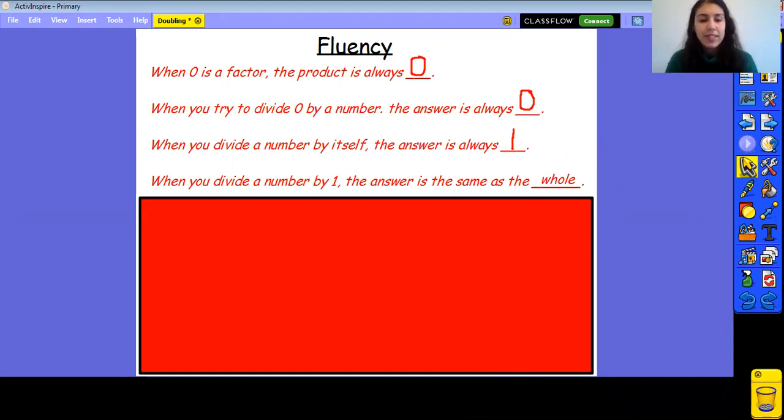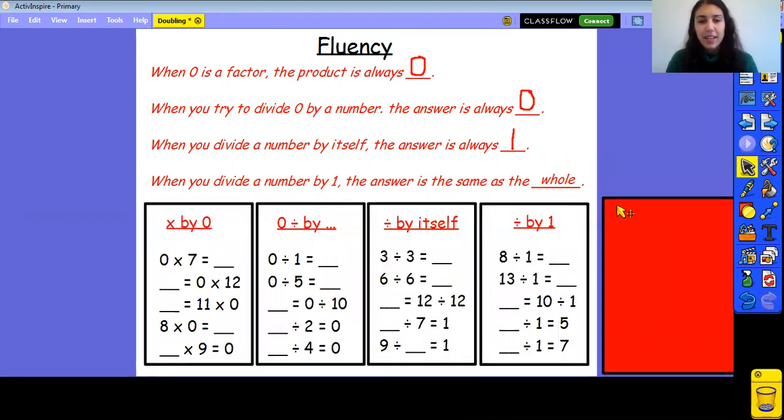So given these stem sentences then, I'm going to reveal some questions for you to put those into practice. There you go. So we've got 0 as a factor, 0 divided by a number, numbers being divided by themselves, and then dividing by 1. Pause the video, go through as many as you can in, let's say, 5 minutes, and then by the time you play the video again, we'll go through the answers.